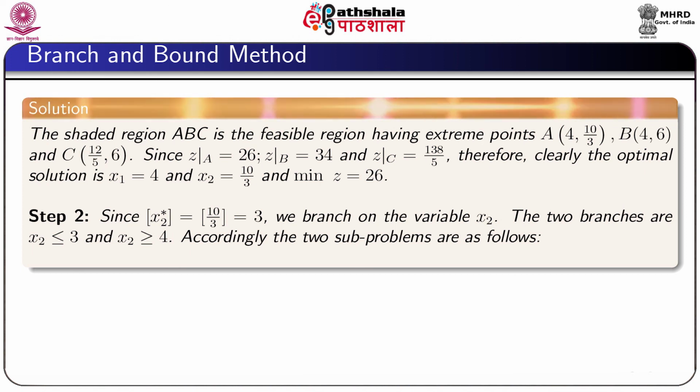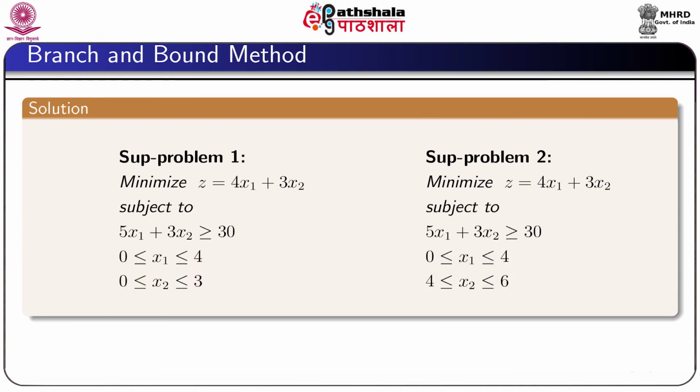Since the greatest integer contained in x2 star is equal to 3, we branch on the variable x2, and the branches will be: x2 less than or equal to 3 and x2 greater than or equal to 4. Accordingly, we have two subproblems, subproblem 1 and subproblem 2, as shown in this slide.